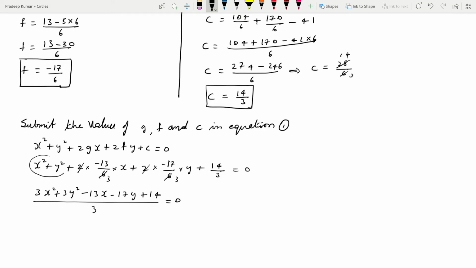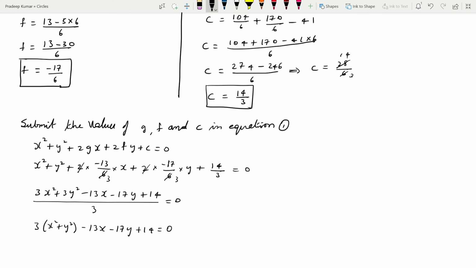As we took the LCM as 3, we can write the denominator for these both also as 3, whereas the denominator for this element is 3, for this also it was 3, and here also it was 3. So now if we send this 3 to the other side, it will become 0. So we are just left with 3. Here I'm taking 3 common, so I'll be getting x square plus y square minus 13x minus 17y plus 14 equal to 0 into 3.